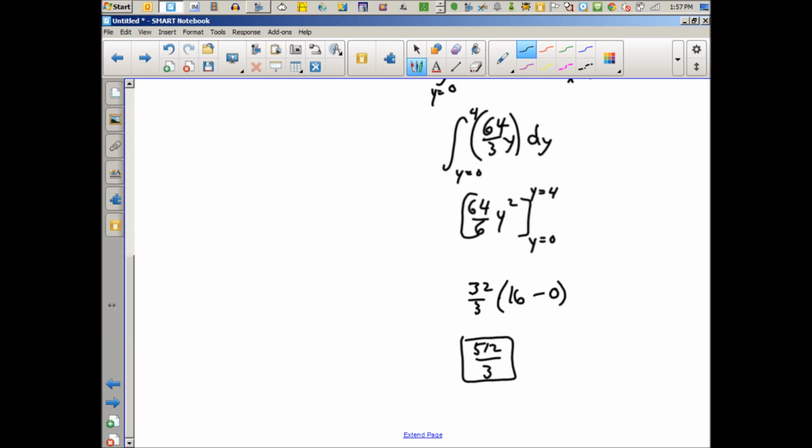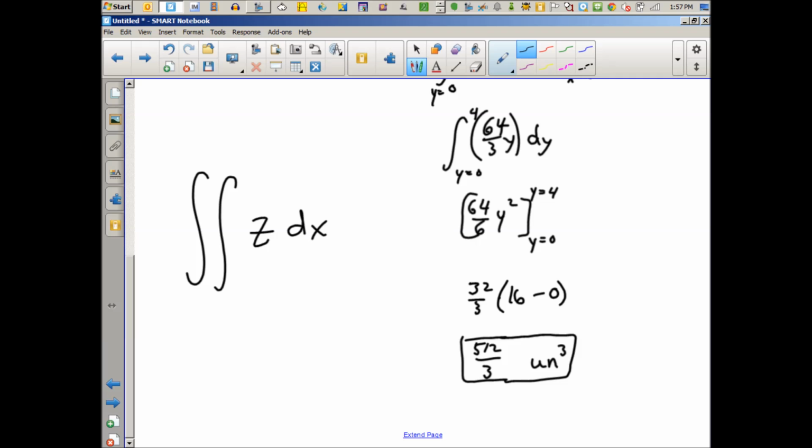What is it? It's a volume, so let's put units cubed on there. It's a volume because of the dx and the dy and the z. Let me show you real quick. Just look at the units here with me, guys. I've got z, I've got dx, I've got dy.